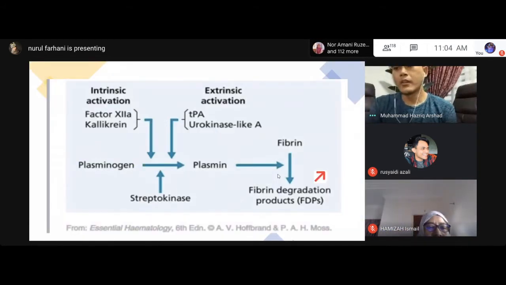Okay, this is not to forget, because fibrin will be degraded into fibrin degradation product, because plasmin is the one that will degrade fibrin into FDP or D-dimers. Okay, next.